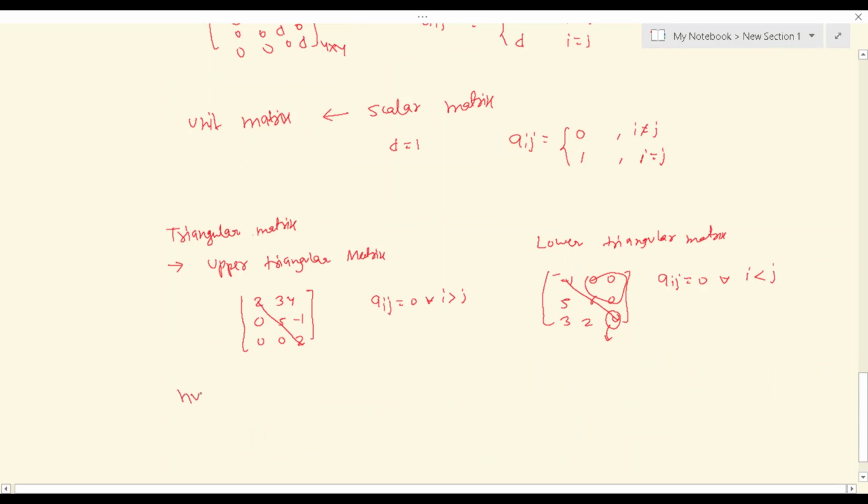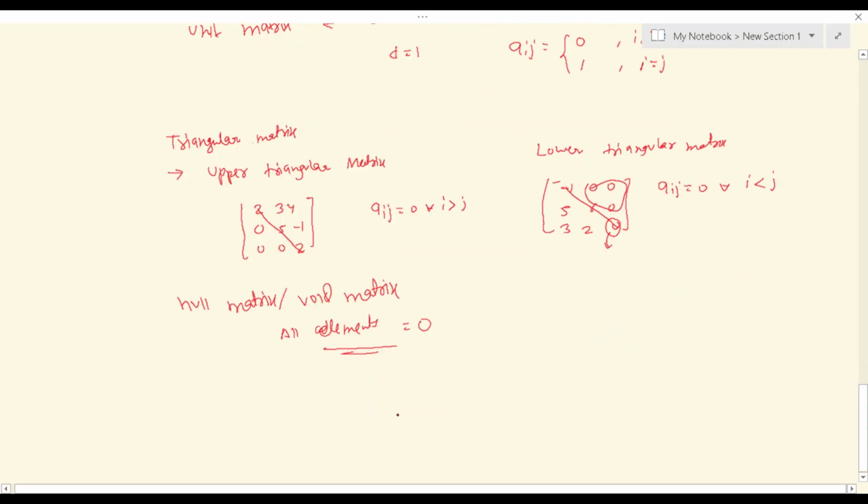Then we define another matrix, the null matrix, or you may call it a void matrix, whatever. For this, what is the case? All elements are nothing but 0. Okay, so here we complete the definition part.